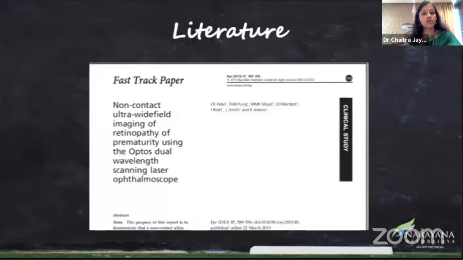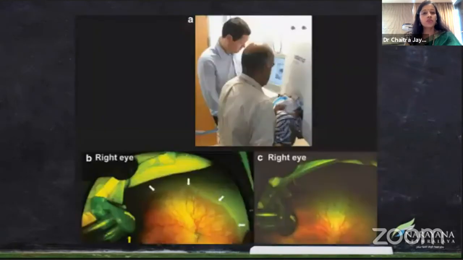So this is the literature that was published quite some time ago. It was a fast-track paper which spoke about the use of Optos in these children. They used the flying baby position here, as you can see, and they were able to get fairly good images of the retina.